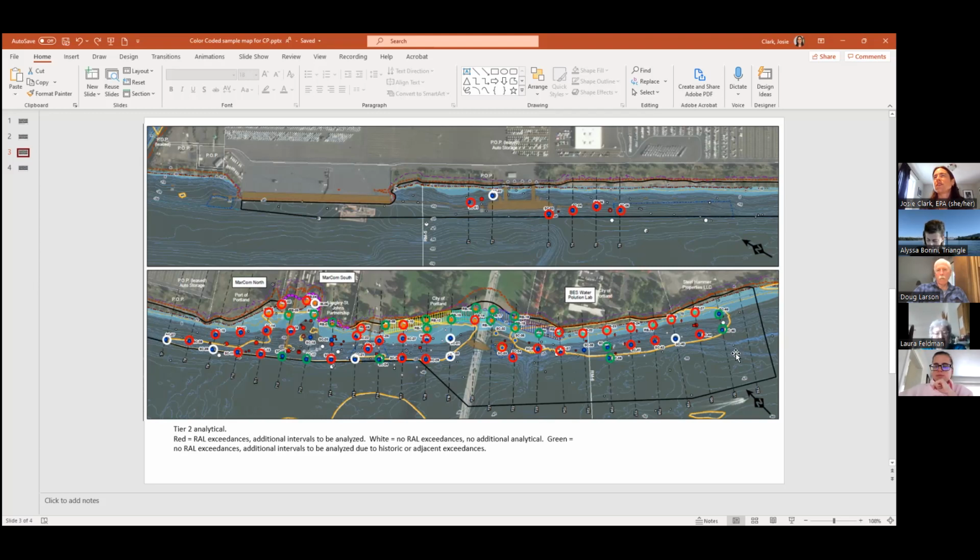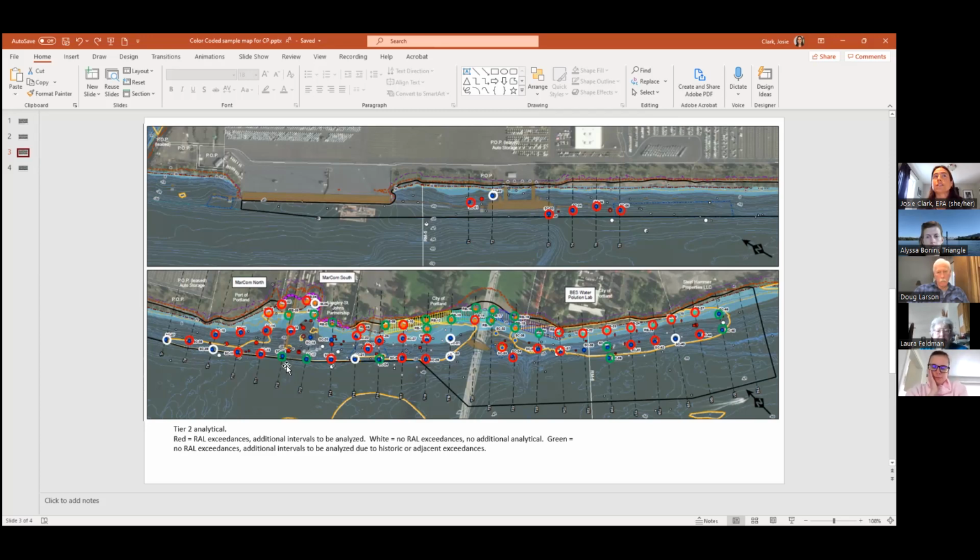And so what I've done here, because I think this is how it's helping me to think about it, is color code these different core locations. The red cores, where I've put a red circle, mean that one of those depth intervals came back with one or more of the contaminants above our remedial action level. Both the white and the green circles are showing places where those sediment cores came back and none of the intervals had an exceedance of our remedial action level.